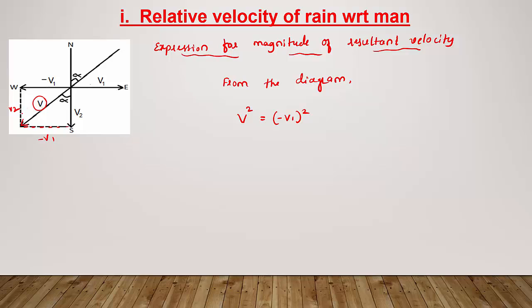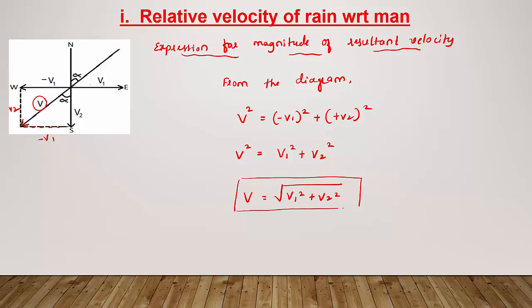So according to the Pythagoras theorem, V equals the square root of minus V1 squared plus V2 squared. Minus V1 squared becomes plus V1 squared, so V squared is V1 squared plus V2 squared. We want only its magnitude, so we can write V equal to the square root of V1 squared plus V2 squared. So this gives the magnitude of the resultant velocity.